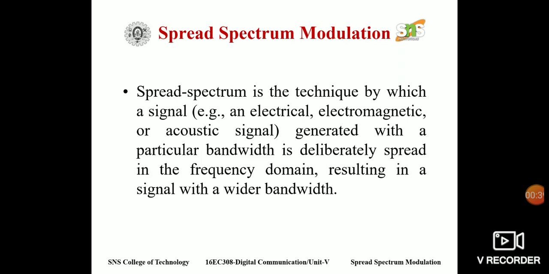In spread spectrum modulation, the original signal, that's a message signal, is multiplied with some other signal that is called a pseudo random noise spreading code, so that the narrow band signal is converted into a wide band signal. So this is called a spread spectrum, where the spectrum is widening.